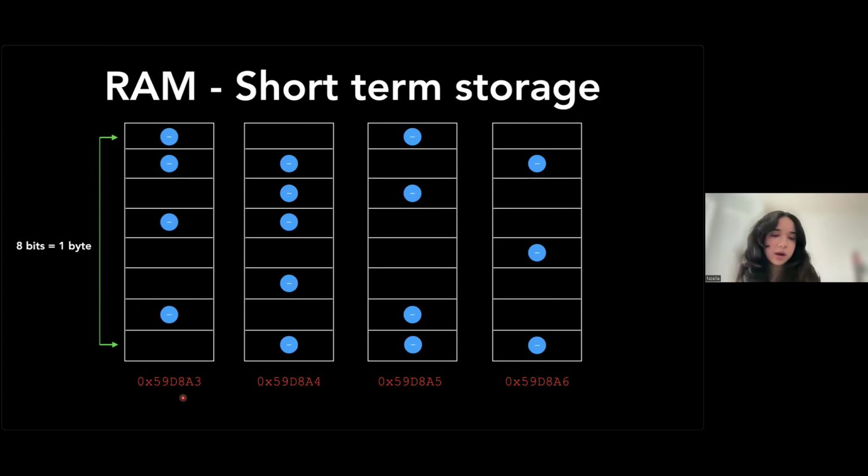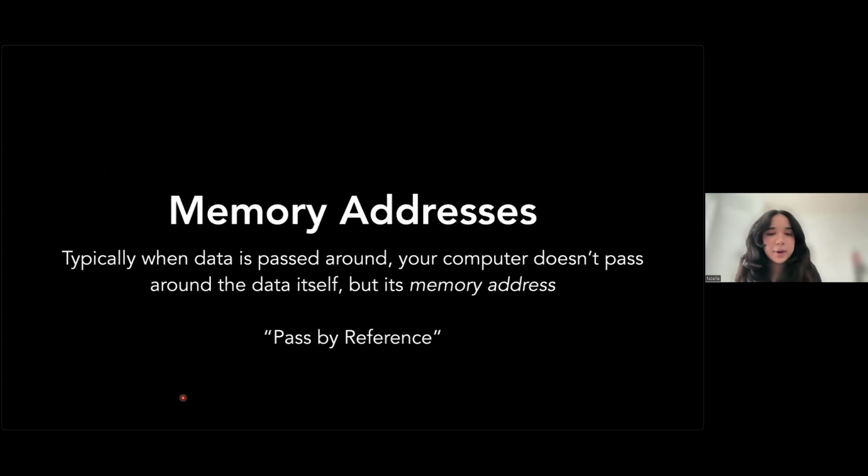And in programming, when data is passed around, your computer doesn't actually pass around the data itself, but instead passes around its memory address. And this is commonly referred to as pass by reference, and you'll probably see it come up. And now you might think, hey, those memory addresses look a little bit familiar. Well, let me just show you back to the error message that I put earlier in the presentation.